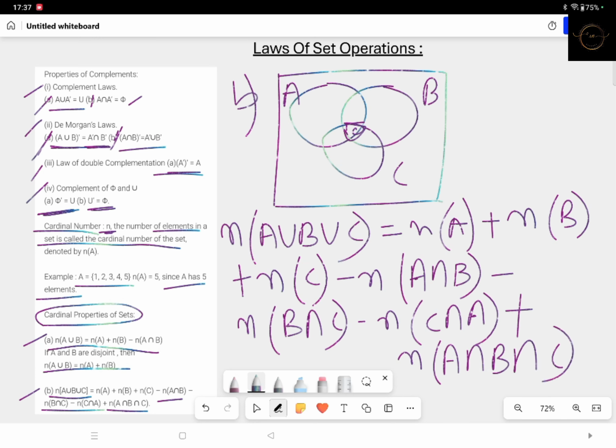So here comes the formula for cardinal properties of sets. This is for 2 sets and this is for 3 sets. In the next video, I will come with the probable sums of sets.